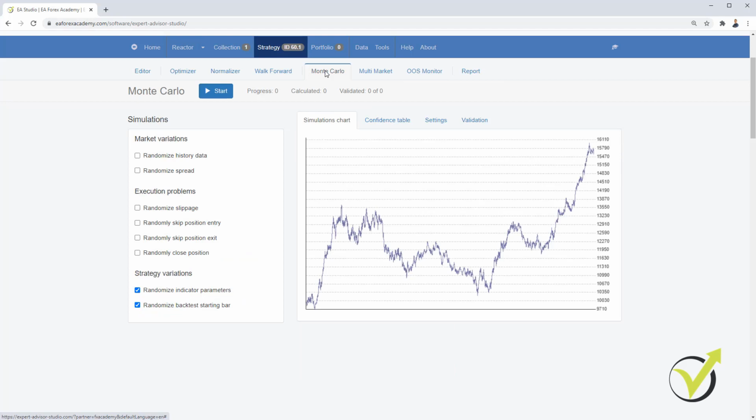Okay, and now I will go back to the Monte Carlo and I will tell you about the market variations. This is where we have randomized spread, randomized history data. So you can use that if you're using different historical data or for different brokers with different spread. Execution problems. Well, this will be applicable if you have some execution problems with your broker. It often skips positions, or there is a huge slippage, which is not really the best thing we want to have with the broker. You can check as well the strategy with such simulations, but this is how I use it, okay? The last two.